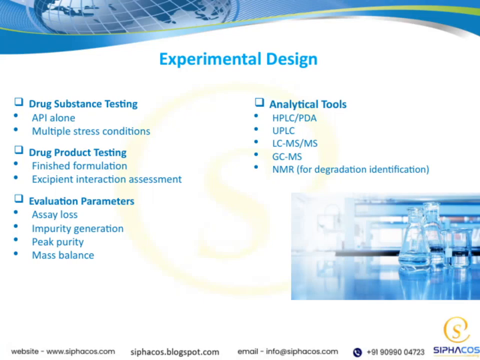Now, let's look at the analytical tools we use to understand drug stability. We rely on techniques like HPLC, UPLC, and LC-MS for precise chemical analysis. GC-MS and NMR help us identify degradation products. Our experimental design covers testing the drug substance alone, under various stress conditions, and the finished drug product. We also assess how excipients interact. Key evaluation parameters include assay loss, impurity generation, peak purity, and mass balance, all critical to ensuring drug quality.